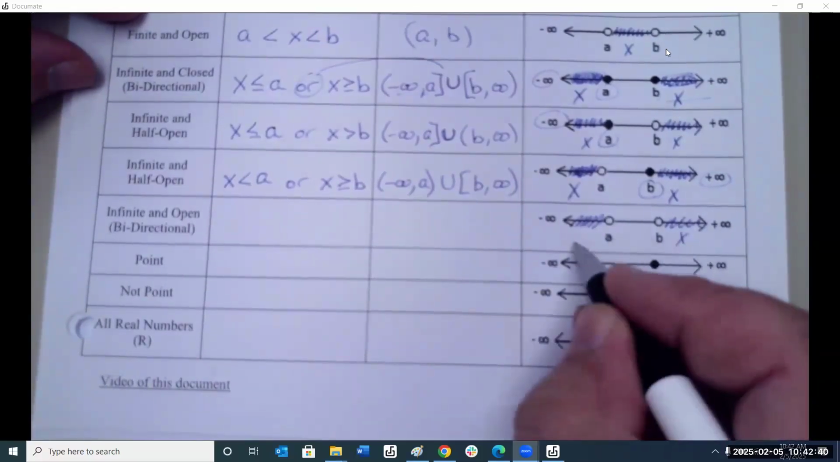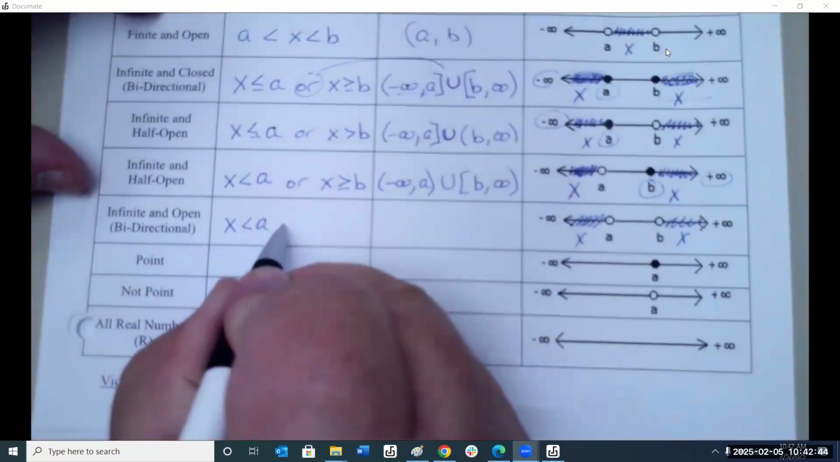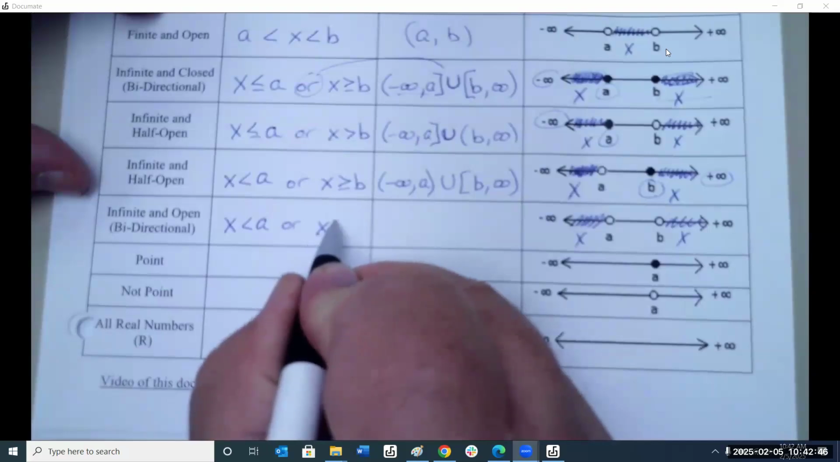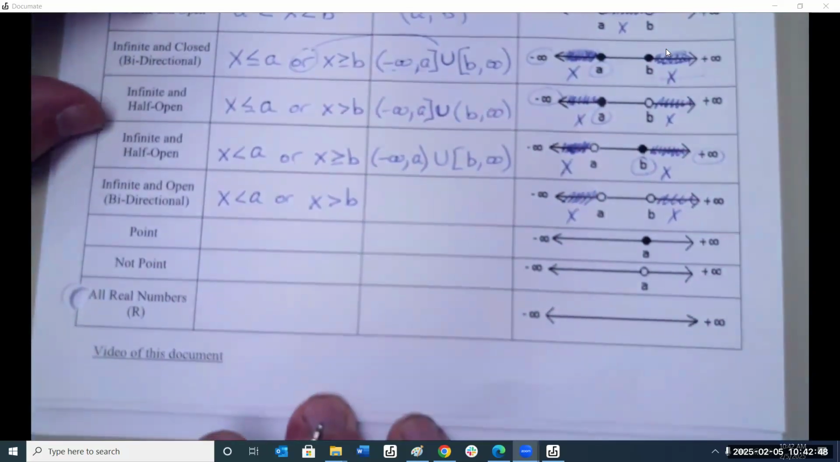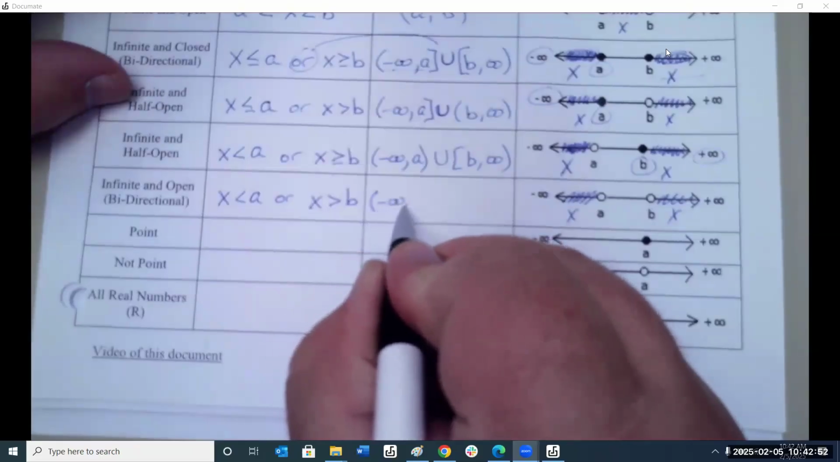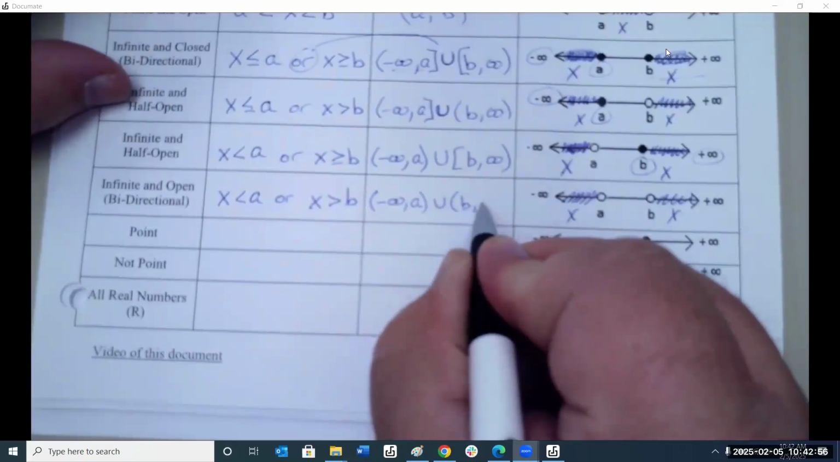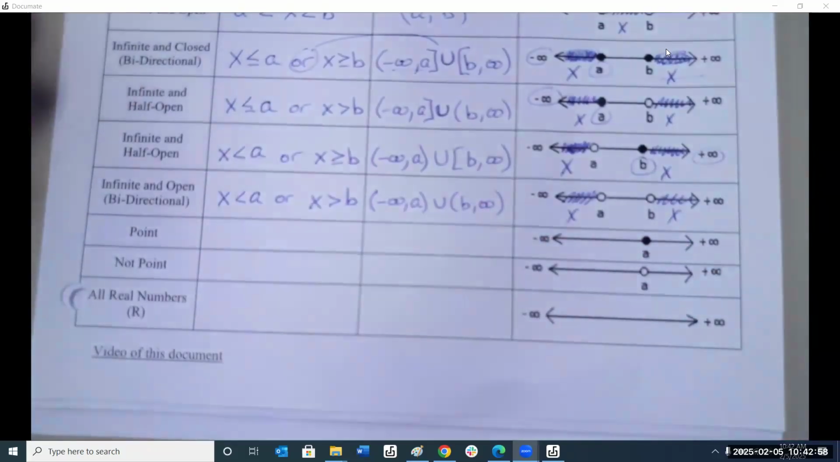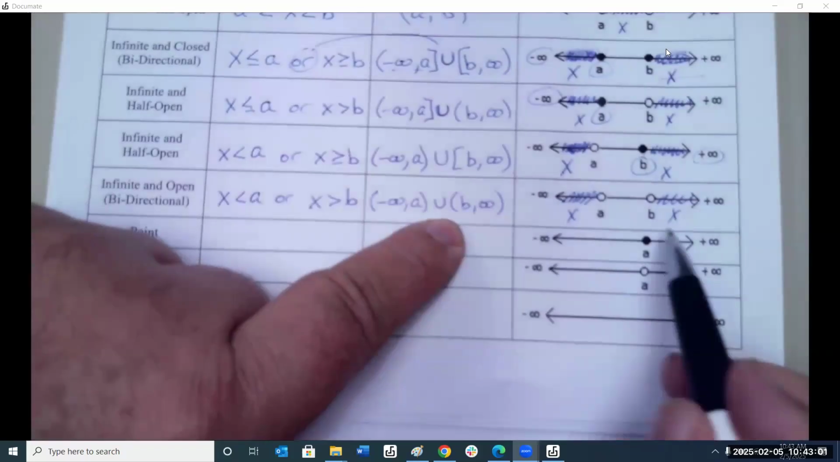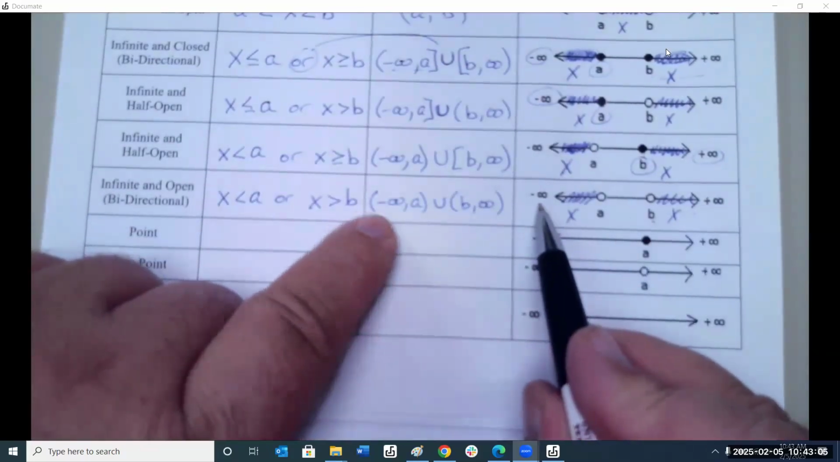We're almost done. So we have X is less than A, or X is greater than B, and I cannot equal them. Negative infinity to A, union B to positive infinity. You notice how this starts at the lowest and the highest of that interval. The lowest and the highest.